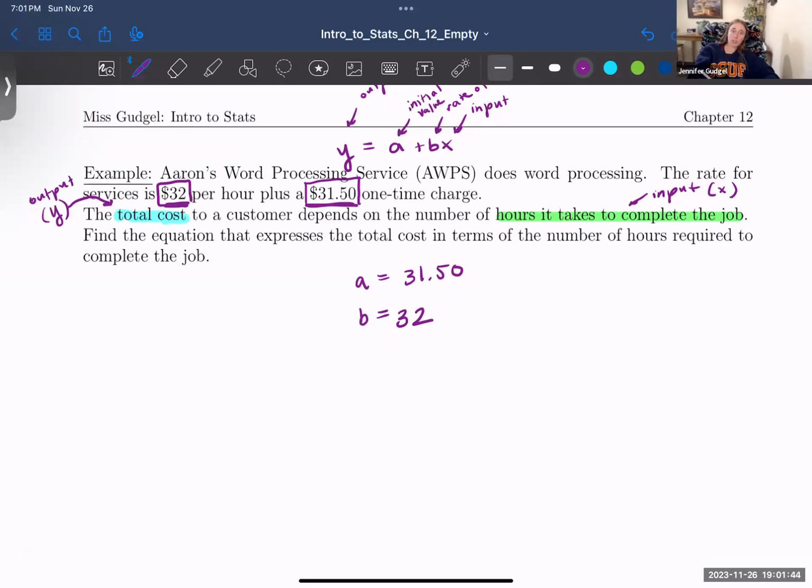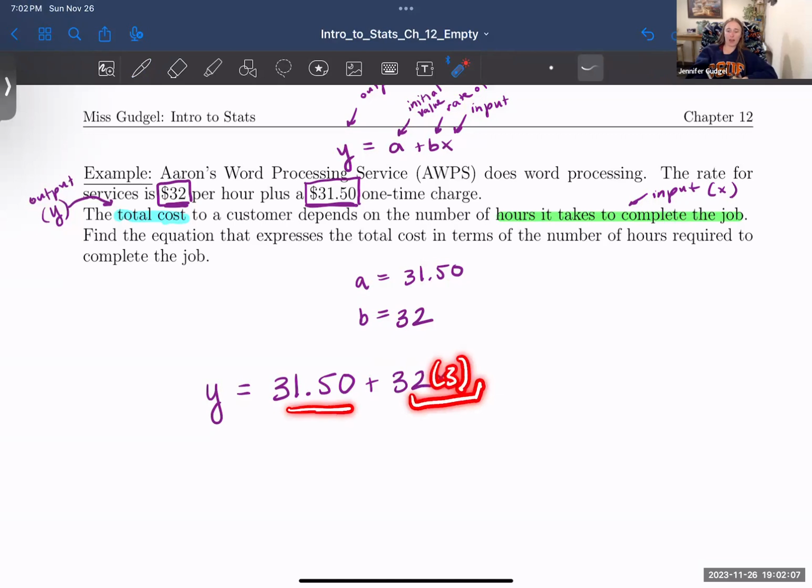So the equation that represents this monetary situation is 31.50, that's the fixed cost, plus 32x. 32 times the number of hours they work. If they worked 3 hours, we would put 3 in. We would multiply that and we would add the fixed cost to that product. All right, and so on and so forth.